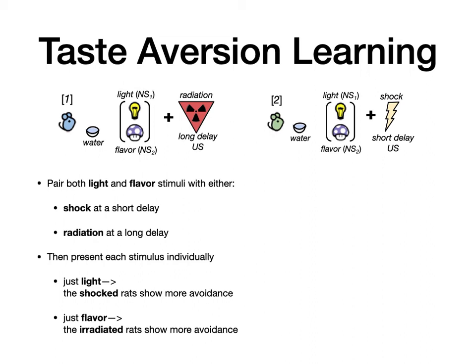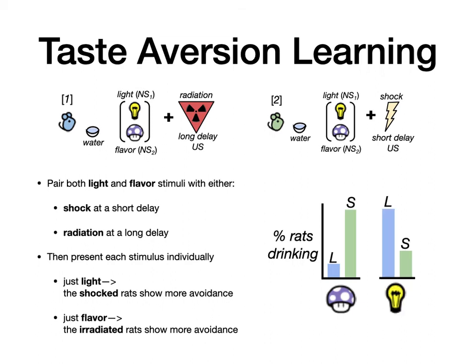Here's the deal. If you present just light, those rats who were shocked after the flavor and the light together, they show avoidance. They're not going to drink the water. The water shocked them, but they're not picking up on the flavor. In fact, if you just show the flavor, only the irradiated rats show more avoidance. They have paired something that is more likely.